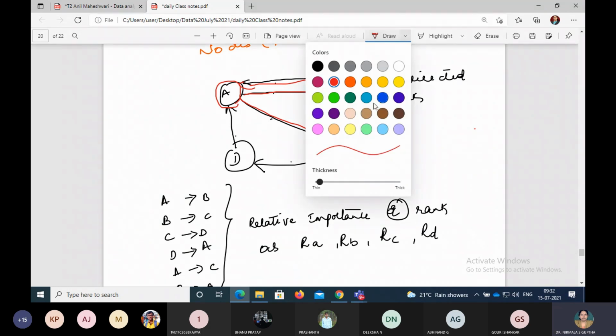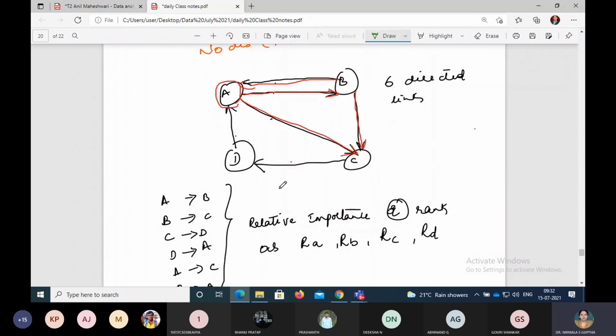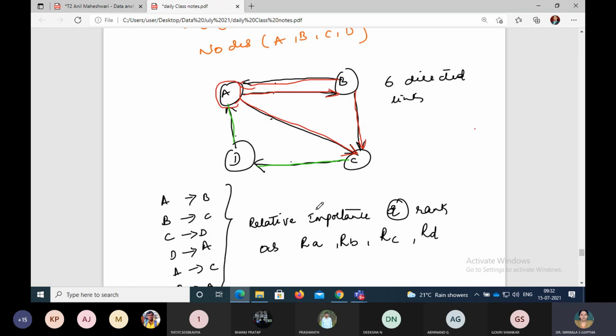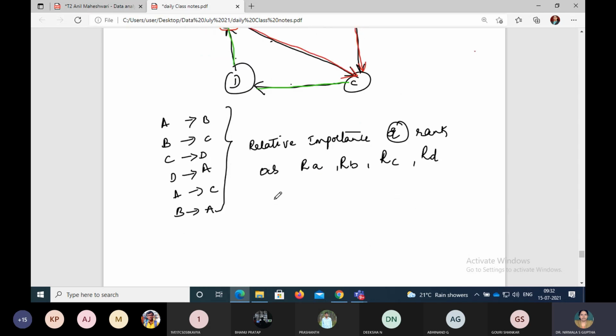No. Let me use the green color to represent that. There is only one outbound from C to D, and there is only one outbound from D to A. So that is D to A only one outbound and C to D only one outbound. It means the node D gets the full influence of C.